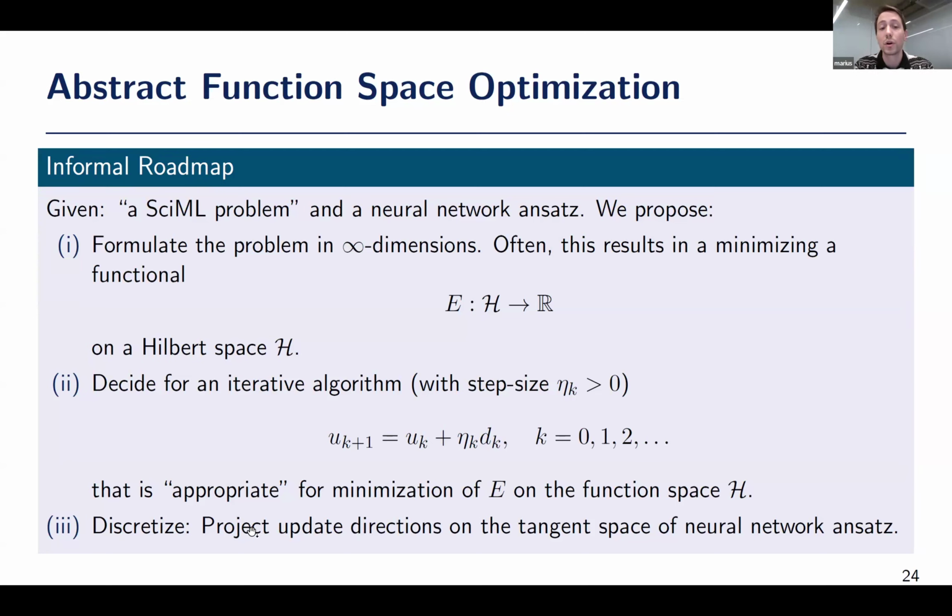And the goal is that the update should be a projection of this d_k, of this function space object, on the tangent space of your neural network ansatz class. So your goal is to follow this scheme here.